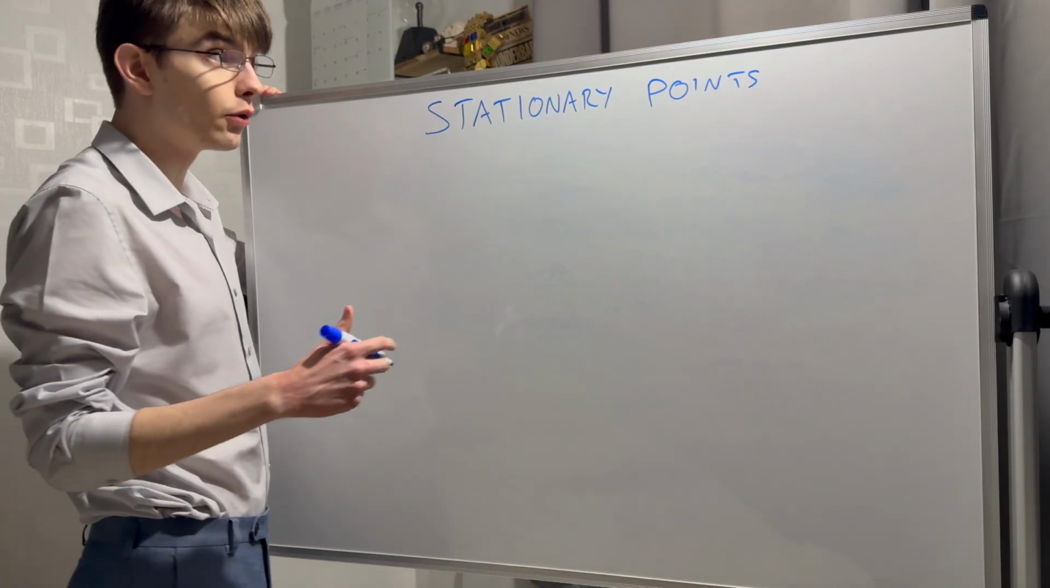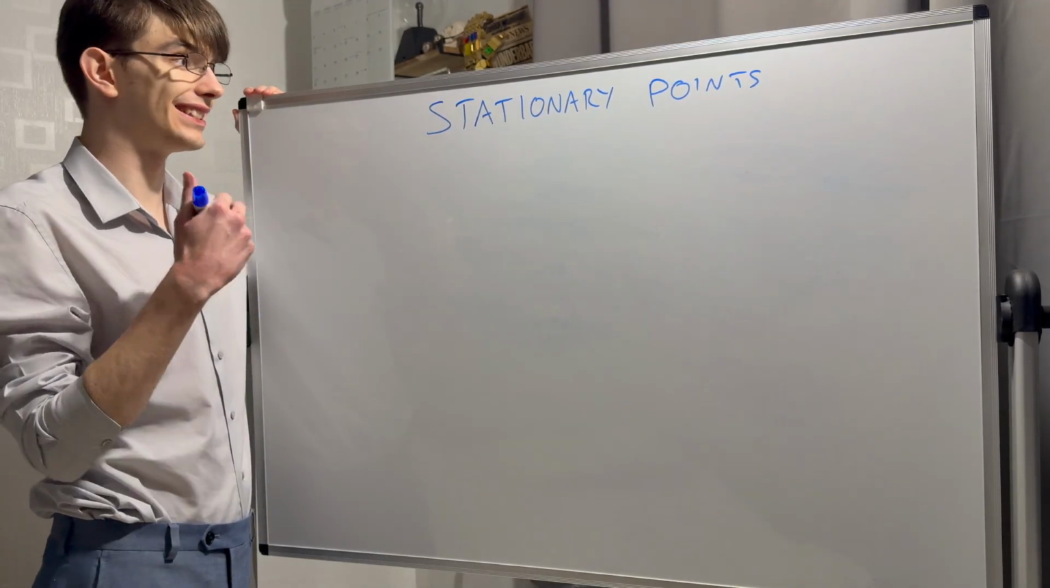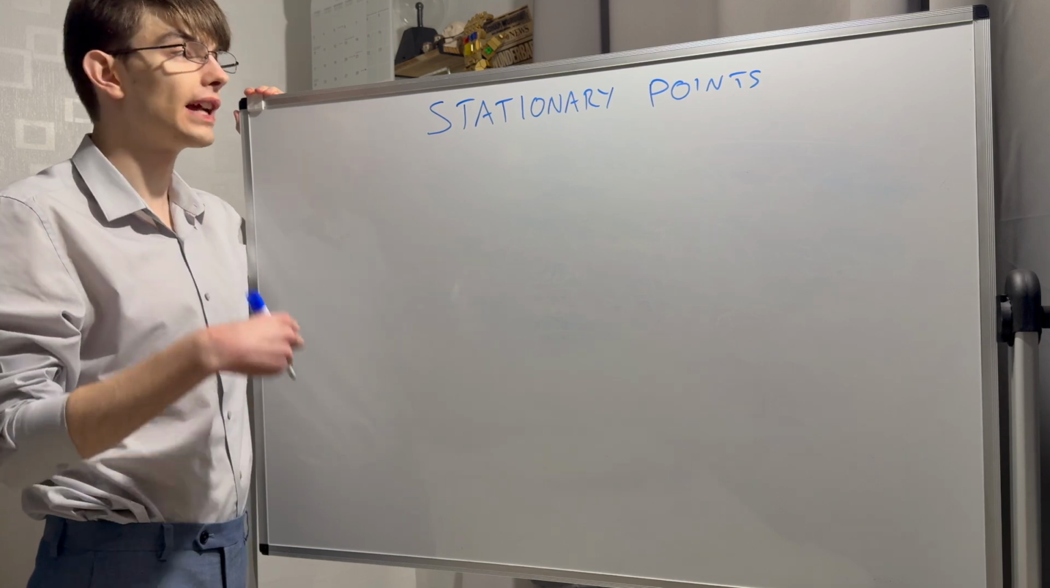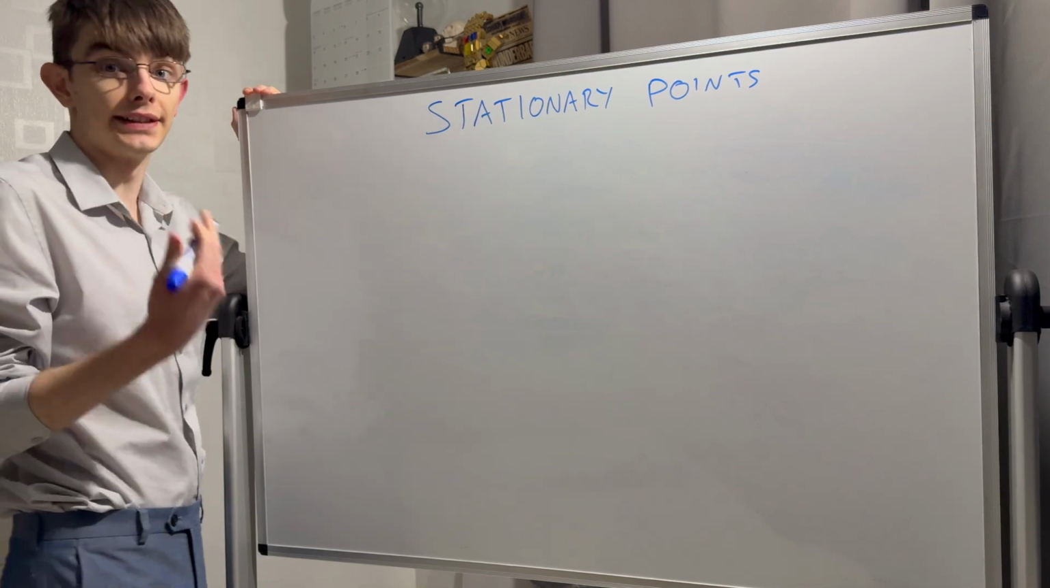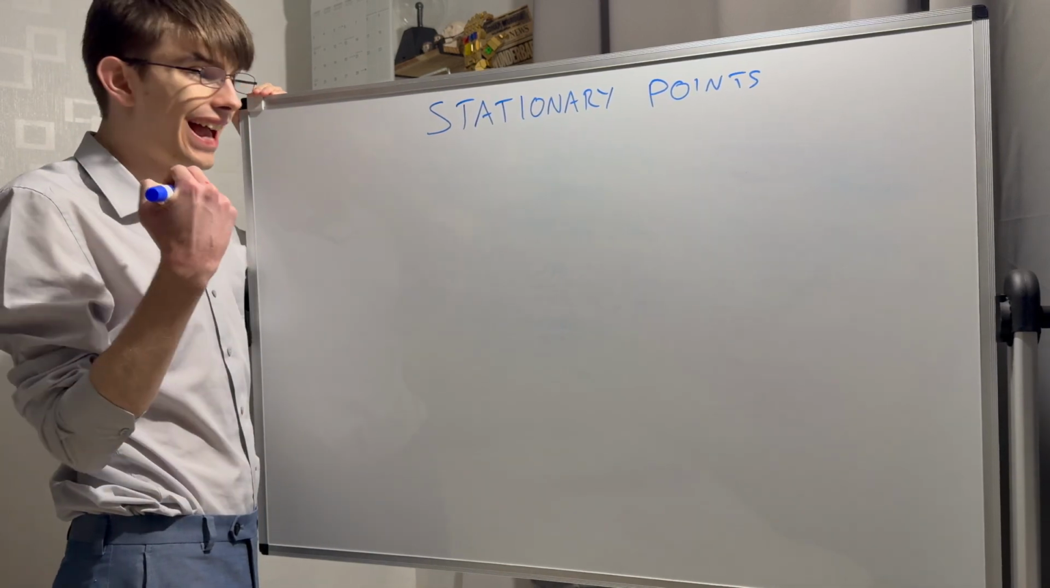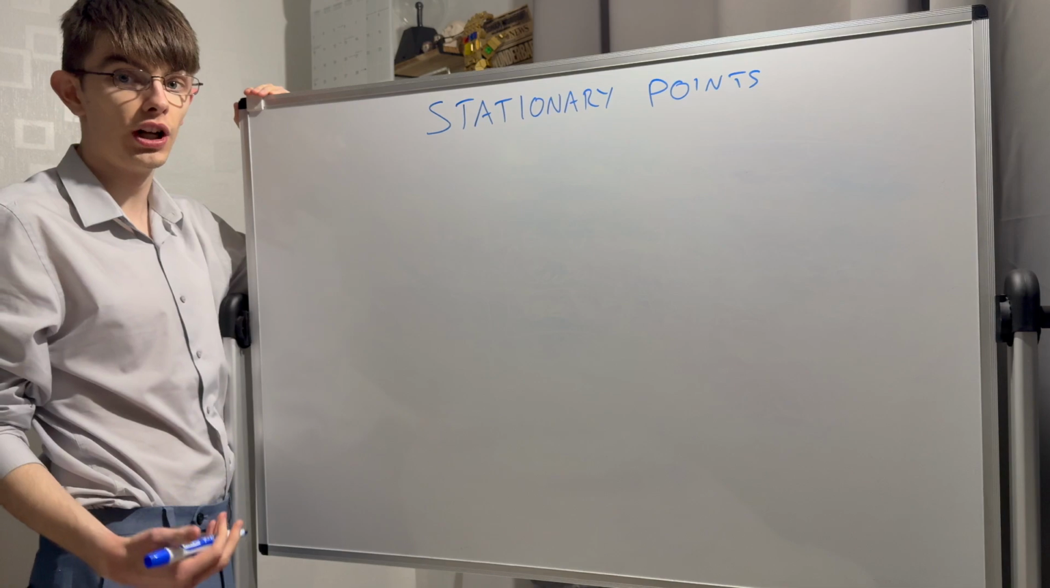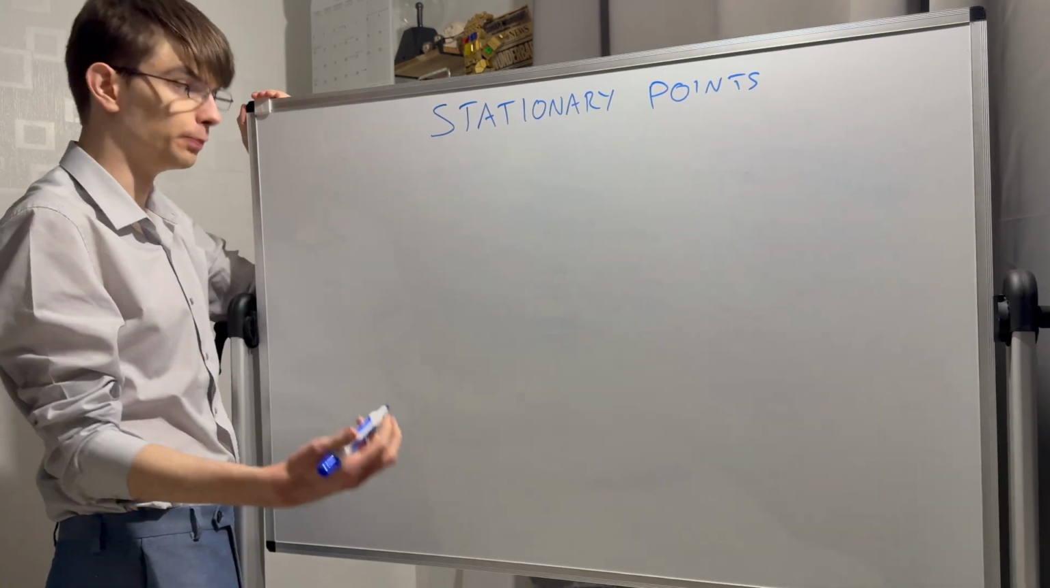Okay, in this video, we're going to be having a look at stationary points. What are they and what's the most basic way to be able to find them? Well, in essence, a stationary point is any point on a graph that has a gradient of 0.